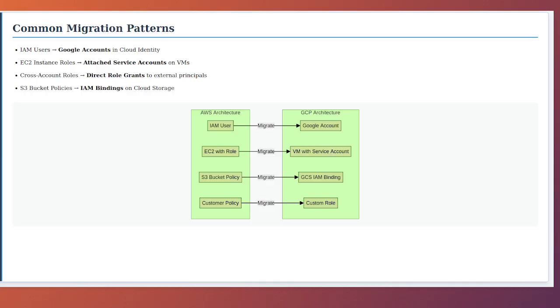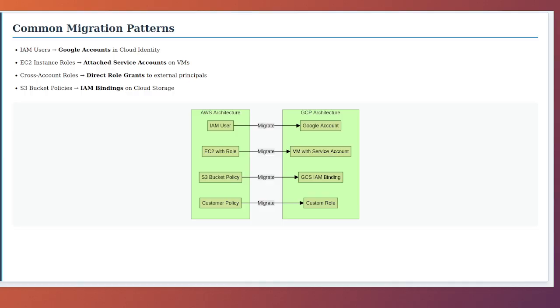For IAM roles used by EC2 instances, create GCP service accounts and attach them to Compute Engine virtual machines. Create a service account with gcloud iam service-accounts, grant it the necessary roles, then specify it when creating the virtual machine using the service account parameter.